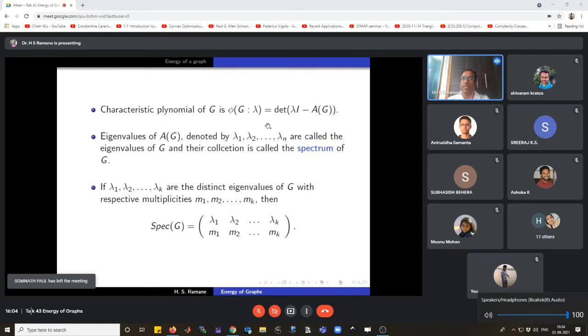And the eigenvalues of the adjacency matrix are the eigenvalues of the graph, and their collection is called the spectrum of G. If we denote by lambda 1, lambda 2, ..., lambda k the distinct eigenvalues with the respective multiplicities m1, m2, ..., mk, then the spectrum of a graph is written in this form: lambda 1 appears m1 times, lambda 2 appears m2 times, and like that lambda k appears mk times. So m1 plus m2 plus and so on up to mk is nothing but the total number of points, n.